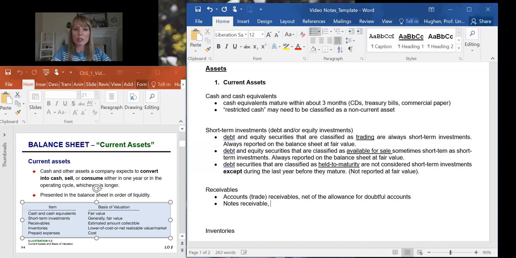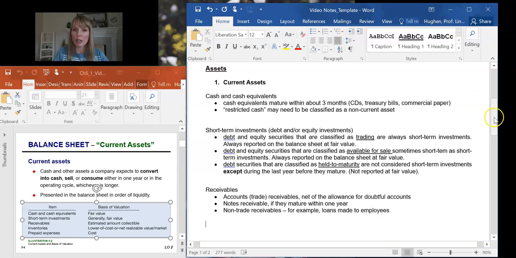Notes receivable are considered short-term if they mature within 1 year of the balance sheet date. And we might see something called non-trade receivables. So if trade receivables are those receivables that arise from selling goods to customers on credit, how else can we have a receivable that's non-trade? Could be, for example, loans made to employees. And we still expect to receive the cash, but not from our customers.